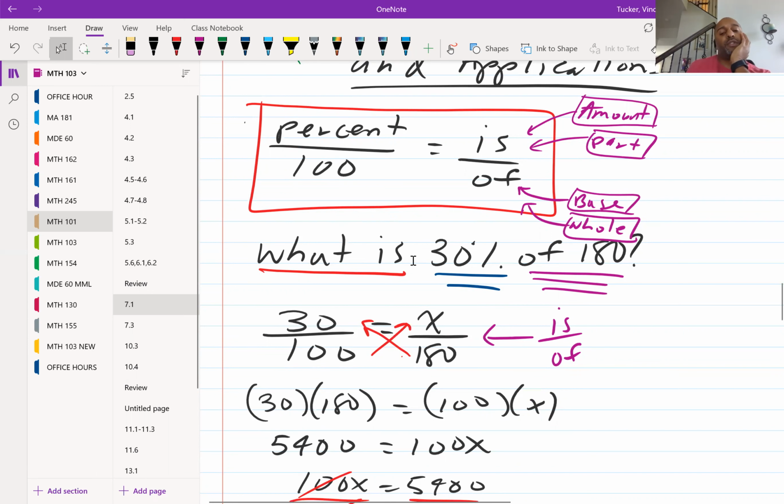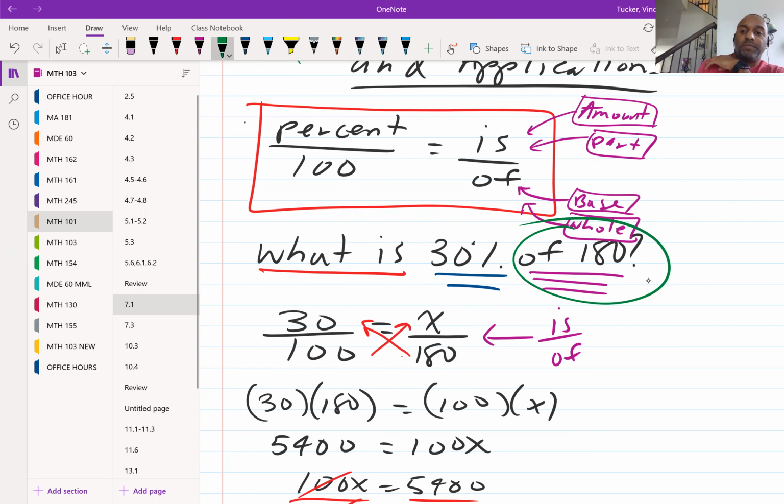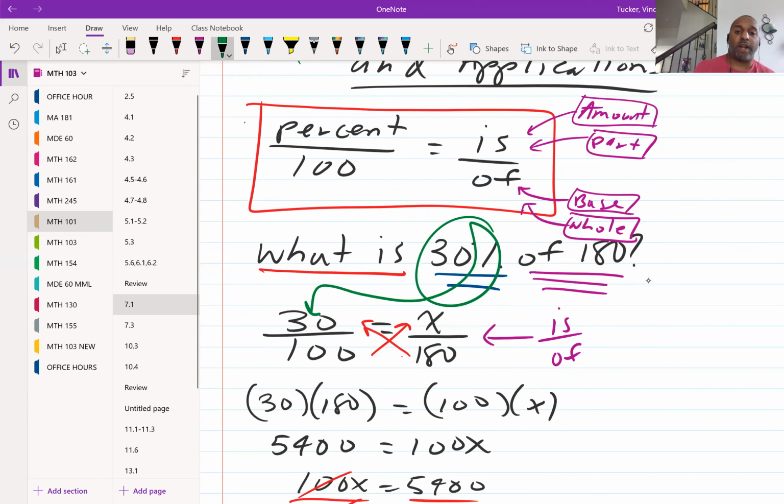All right, so let's look at this first one. What is 30% of 180? So no words wasted. Notice that what is attached to is, then we have 30%, then of 180. Whatever something is going to be attached to is, something is going to be attached to of, and then you have your percentage. So your 30% is right here, 30 over 100. Whatever number is attached to your percent is going to go over 100.